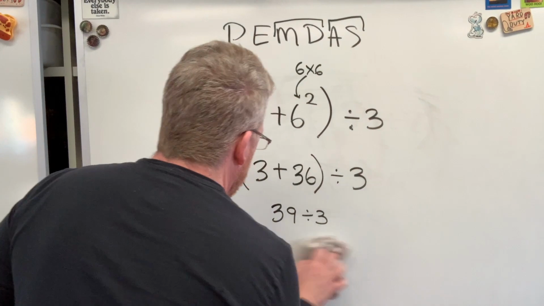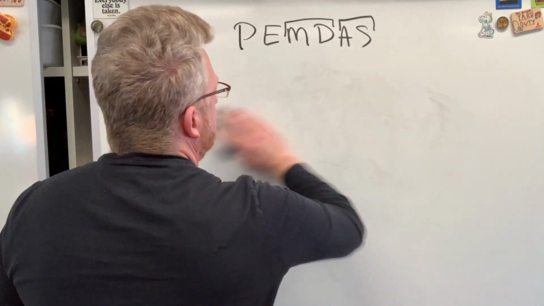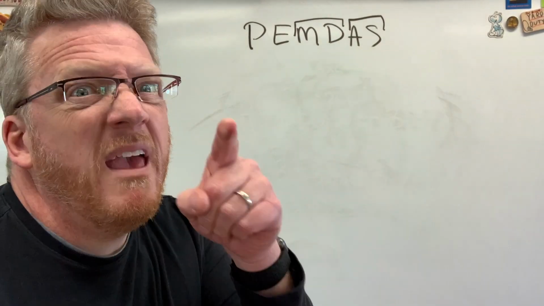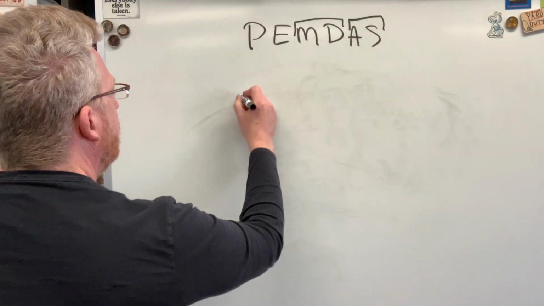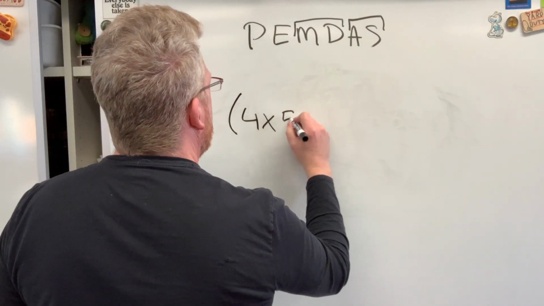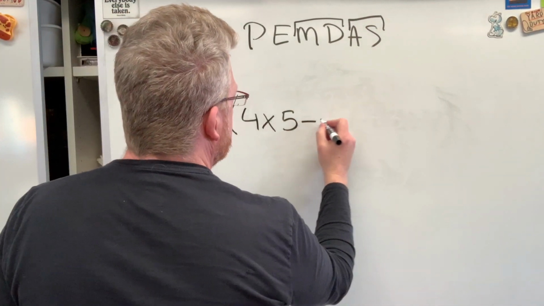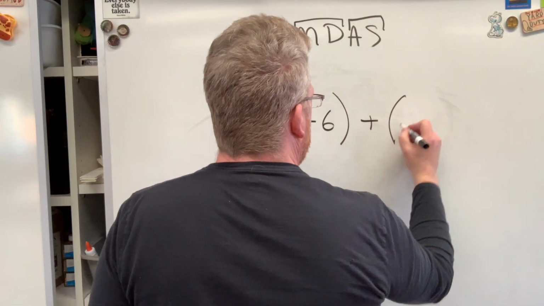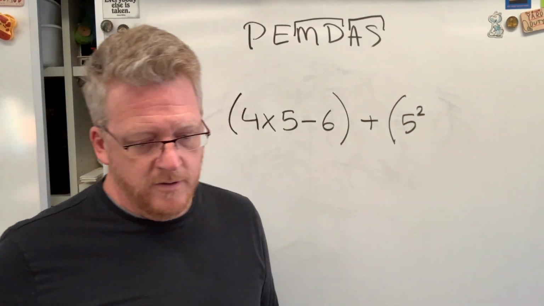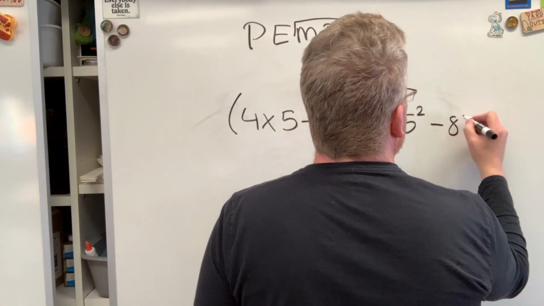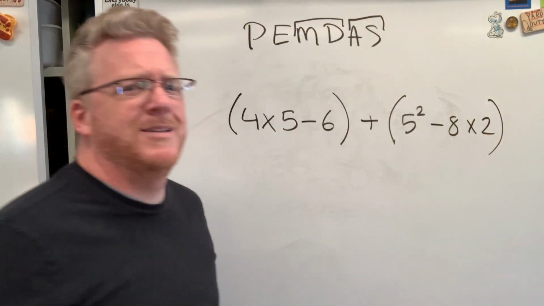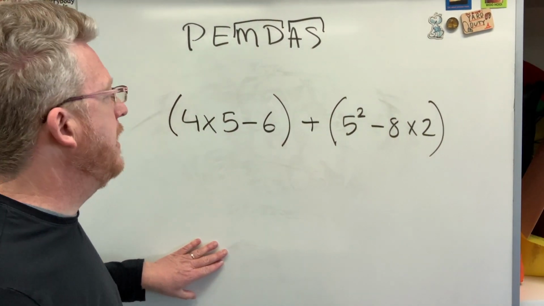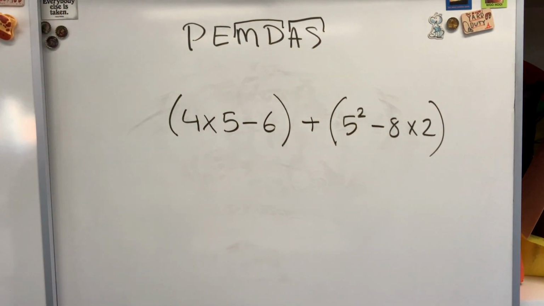All right. Next problem. We have 2 more. Hang in there. All right. 4 times 5 minus 6 plus 5 squared minus 8 times 2. What? That's painful. That's fine. You're fine. All right. Copy it all down. Take a moment before we even start it.